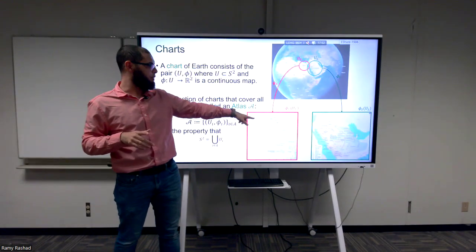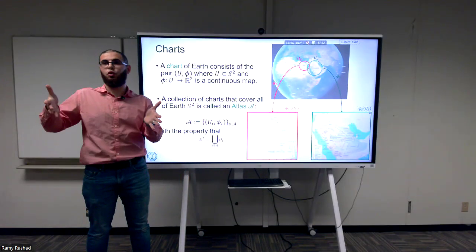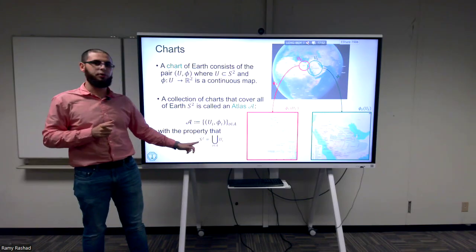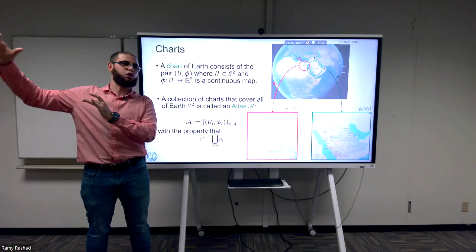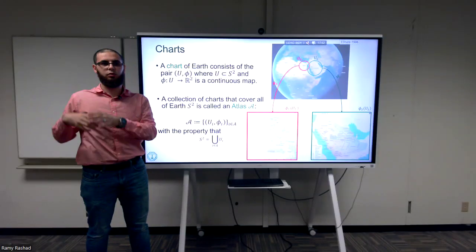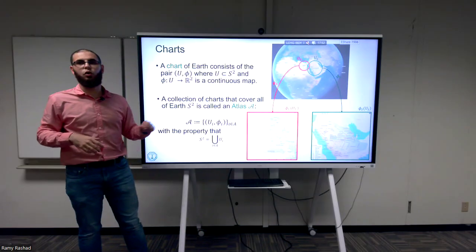The first thing for all of these charts to make up an atlas is that when you take the collection, or the union, of all of these subsets, they should make up the sphere. In other words, you should not leave any region unmapped, uncharted. All of the regions on the sphere should be charted to R2. And then the collection of all of these, we call an atlas.